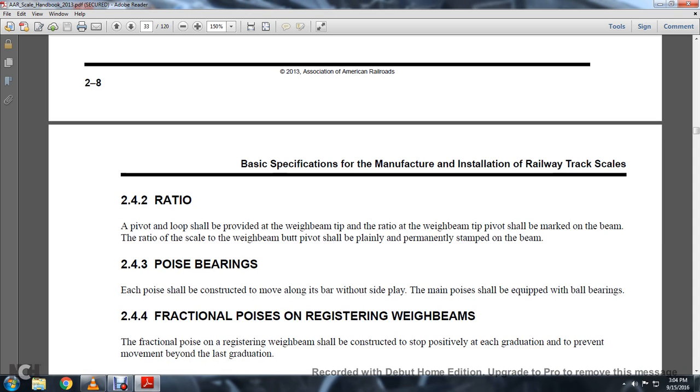2.4.2 Ratio. The pivot and loop will be with the weigh beam. The tip of the ratio of the weigh beam. The tip of the bridge shall be marked with the beam and the ratio of the tail. The pivot bolt butt pivot shall be permanently stamped on the beam. 2.4.3 Poise bearings. The poise should be constructed to move along the bar with the side plate, and the main poise should be equipped with ball bearings.